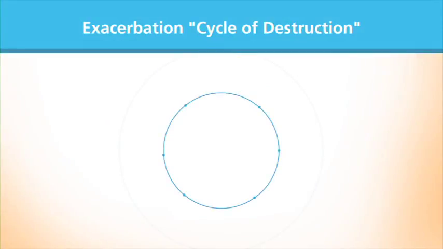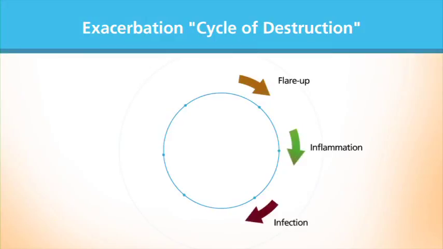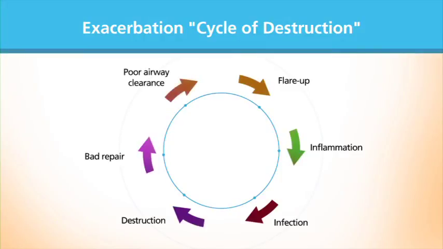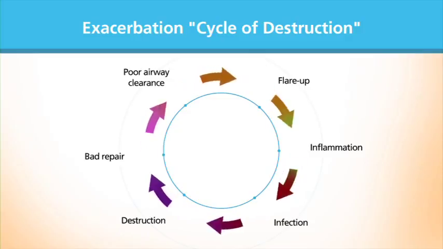Now, there's a cycle of destruction. It starts with a flare-up, leading to inflammation, leading to infection. Then there's destruction. And then there's repair, which is sometimes bad repair, and poor airway clearance, and another flare-up.